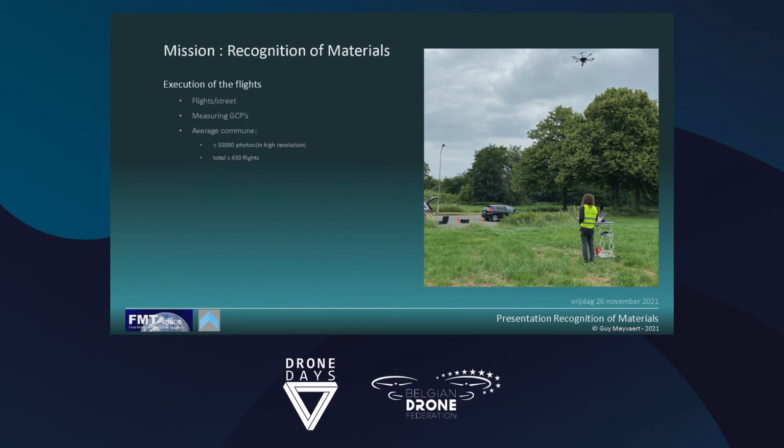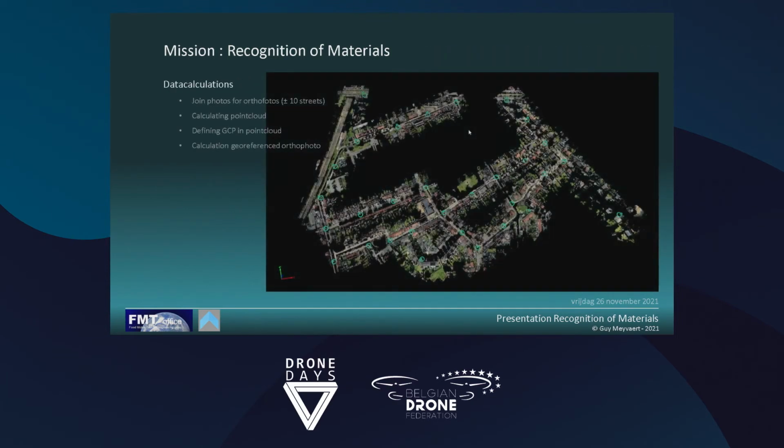After that, we are going to plan, and an average city is about 450 to 500 flights that we need to do, and we are collecting about 35,000 photos for one city. After that, we are going to calculate the 3D models.